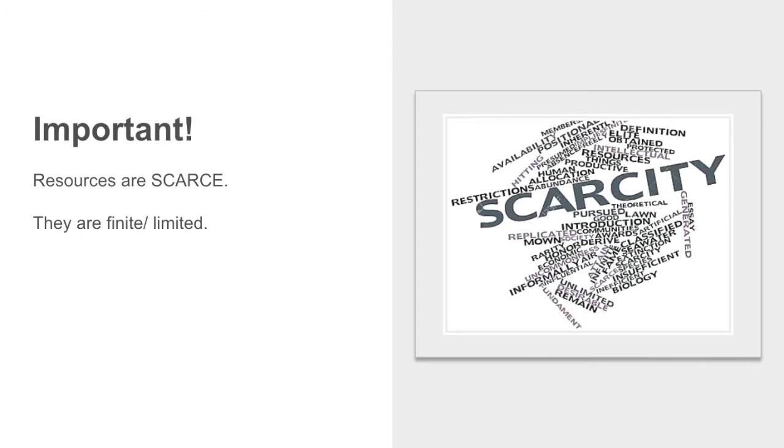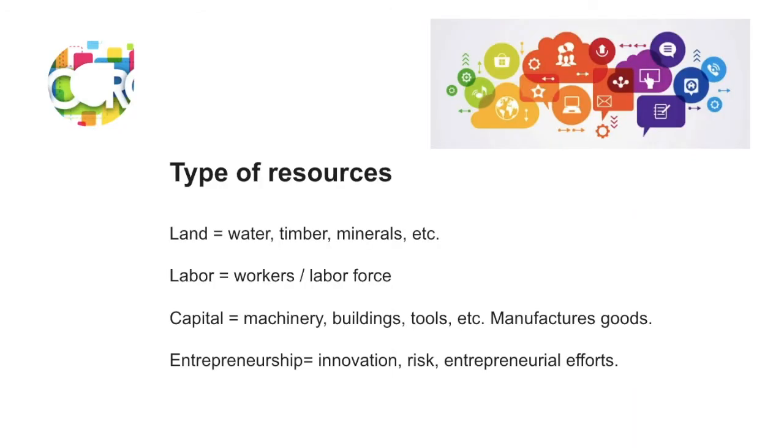Alright, so types of resources. There are 4 main types of resources. Land, this includes water, timber, minerals, etc. It basically includes all natural resources and just land resources. Now we have labor. Labor includes workers and just the labor force. It's what you know as the workforce, and it is their labor that goes into this resource.